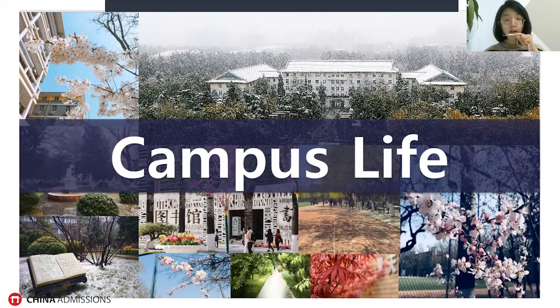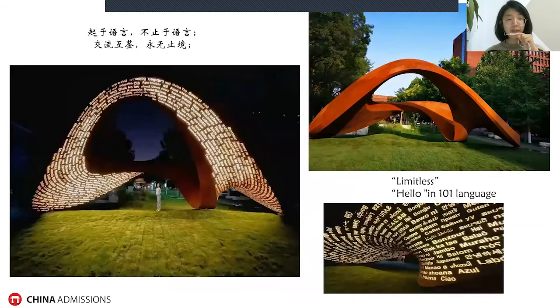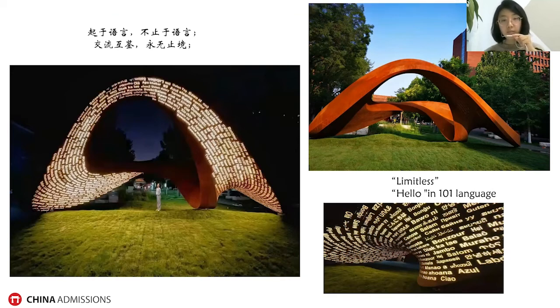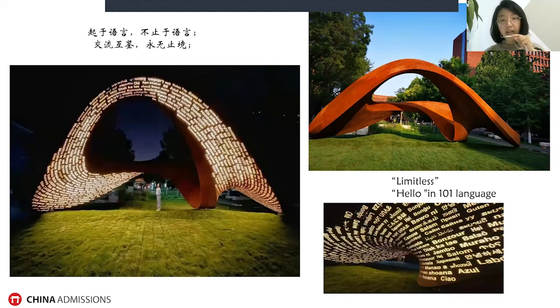And now I'll show you some pictures of our campus. This is a new building, a new sculpture. As Isa mentioned before, we have a lot of new sculptures and new buildings. This is a new sculpture in the West Campus. Its name is Lemnis. Because we want our students to study in BFSU, learn from each other, try different things, and be a better version of yourself. So that's why we call it Lemnis. And you can see the characters here. Actually, they have the same meaning, hello, but in different languages, in 101 languages.